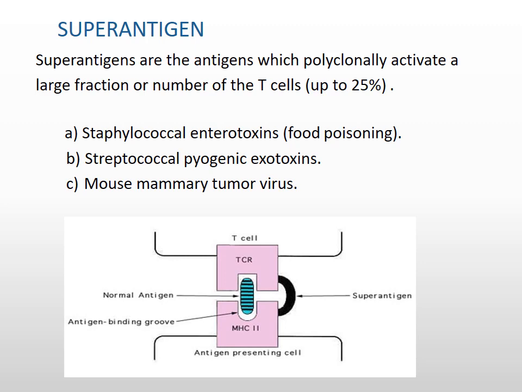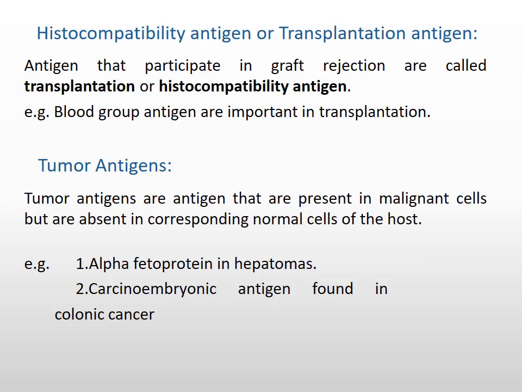Okay. Now, another special type of antigen is the histocompatibility antigen or transplantation antigen. They are mainly related to graft rejection. What is graft rejection? You may be new to this term. Graft rejection means when some organ, skin flap or any tissue is transferred from one donor to another recipient, then this donated organ or tissue section is called a graft.